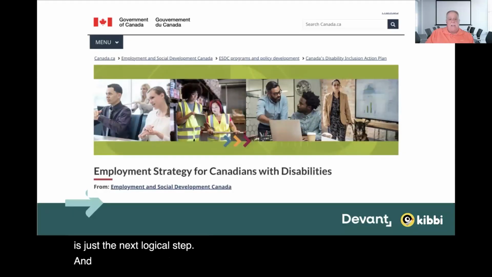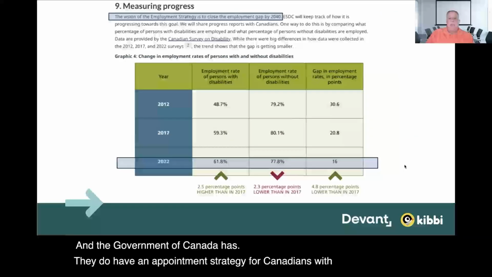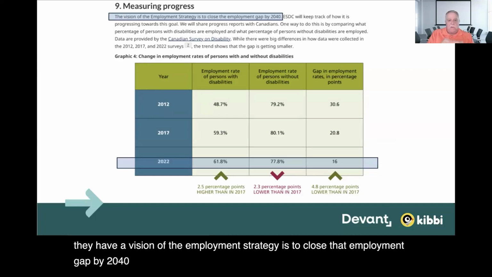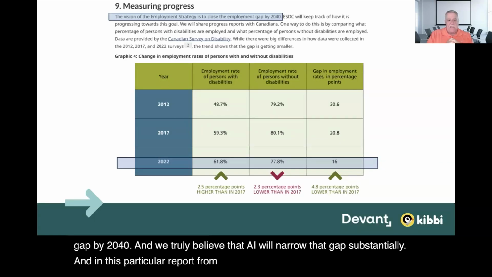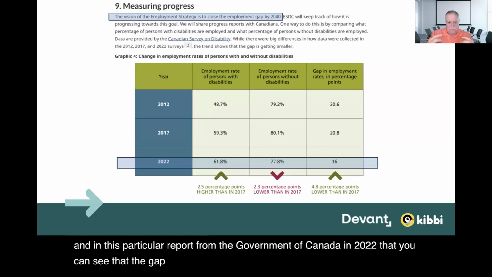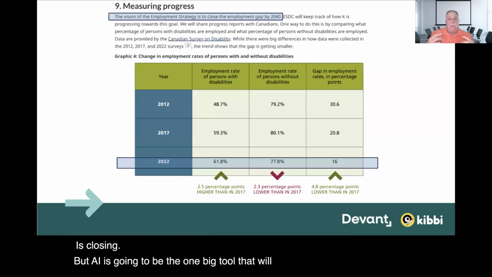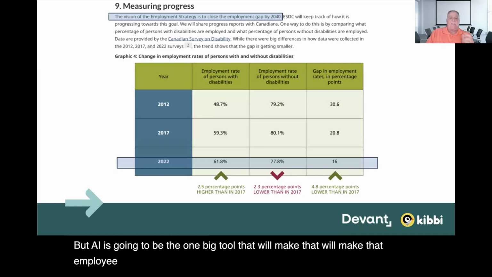And the government of Canada does have an employment strategy for Canadians with disabilities. The vision of the employment strategy is to close that employment gap by 2040. And we truly believe that AI will narrow that gap substantially. In this particular report from the government of Canada, in 2022, you can see that the gap is closing. But AI is going to be the one big tool that will make that employability gap even less.